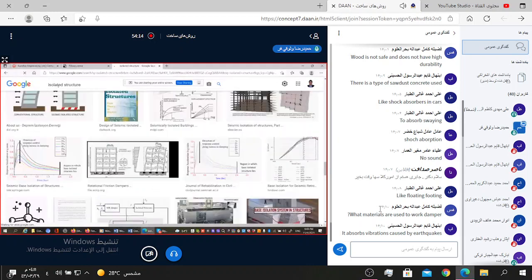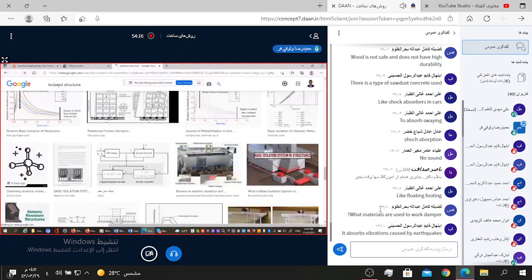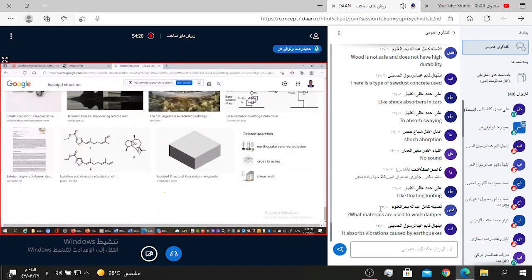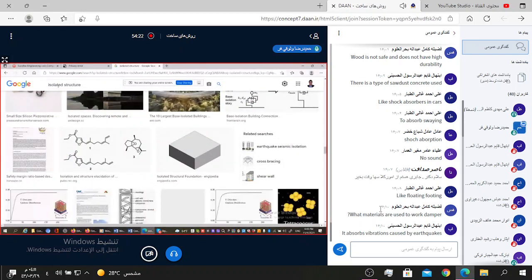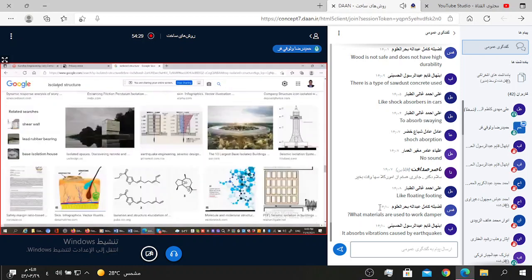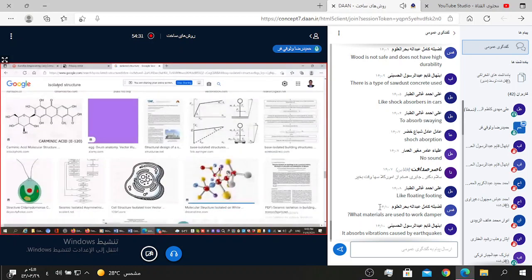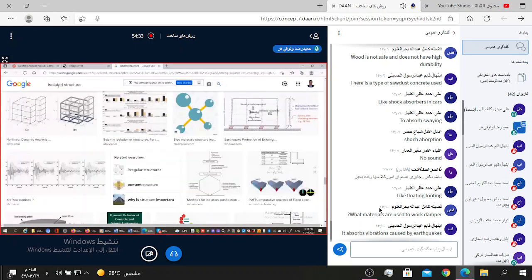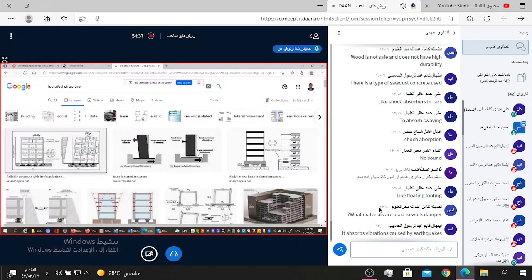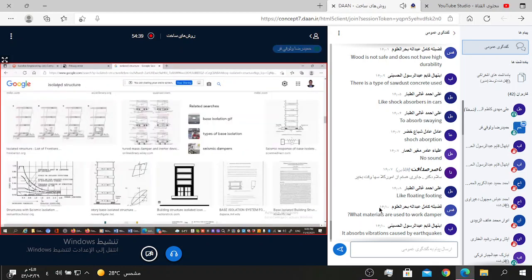In section number 3 of our class, I will show you many hospitals in various regions of the world that were designed and constructed with this system. Oh, that's it. The details of isolated.